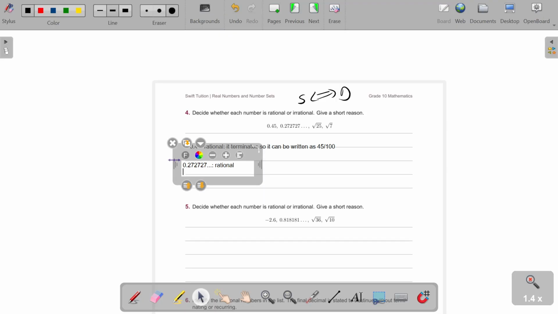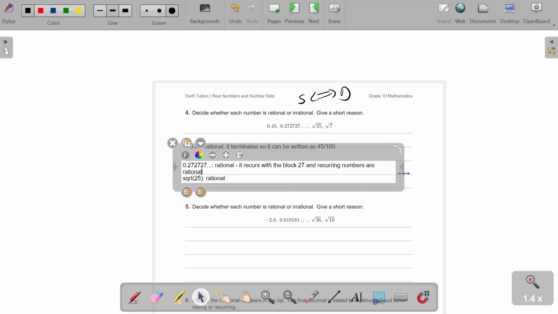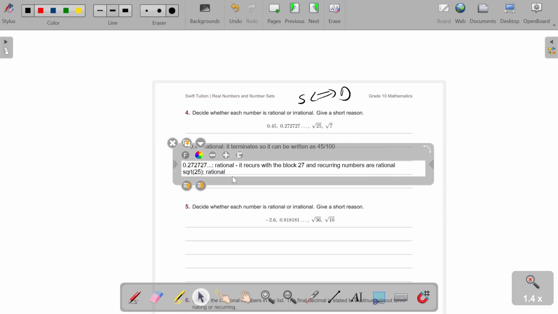And then we're going to have square root of 25. I'll just write it over here as square root 25, but imagine the square root sign over the 25. So what is square root of 25? Let me just add a reasoning over here for the previous one. The reasoning would be that it recurs with the block 27, and recurring numbers are rational, right? And then again, we'll learn how to prove that in the future video. I think it's video 2 of the series, but do not quote me on that. So there's square root of 25.